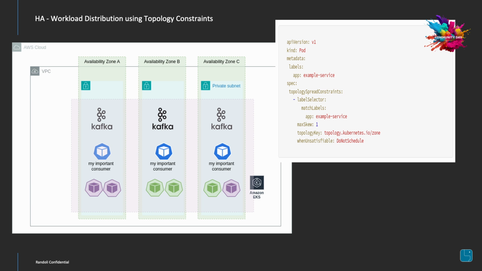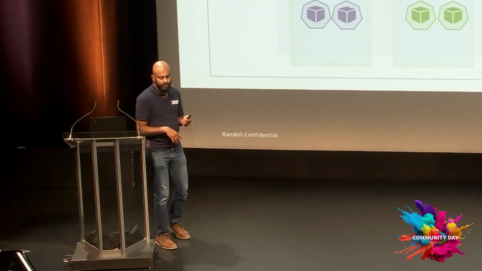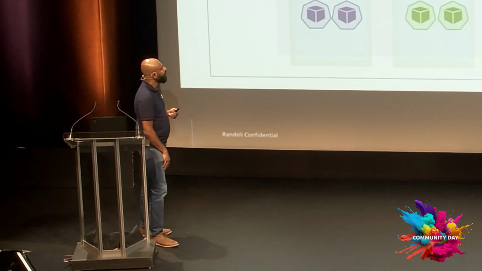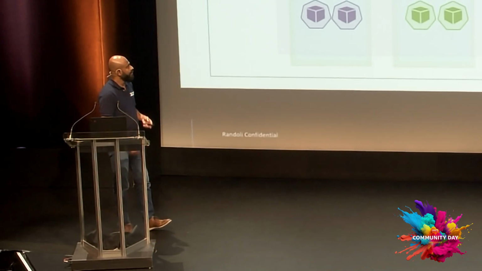If you don't, if you look at the purple workloads and the green workloads, it just schedules them based on availability and other factors. It may not necessarily spread them evenly, right? So for your important workloads, it's very important that you use this. Now, there are other gotchas that you have to think about.